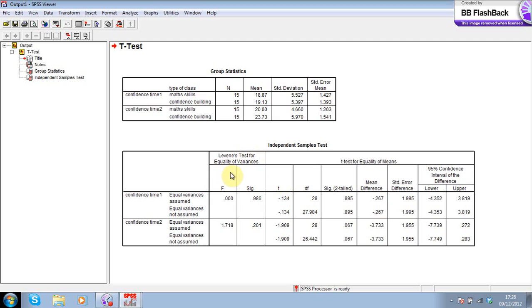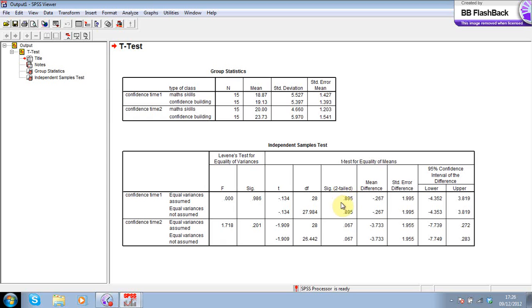The first thing we do is look at the Levene's test for equality of variances. It's important that a t-test is used on data that has equal variances in the two groups that we're comparing. That means that the way in which each student varies from the mean needs to be the same in the math skills course as it is in the confidence building course. In other words, the groups need to be homogeneous in terms of their variances. This statistic tests whether there's a difference, and so we want it to be non-significant. In other words, we want the sig value to be greater than 0.05, and that is the case here.